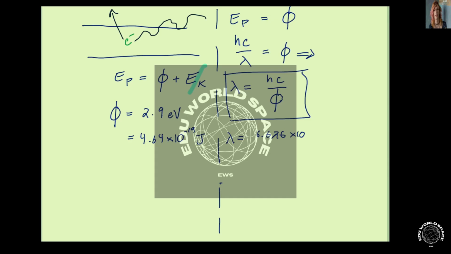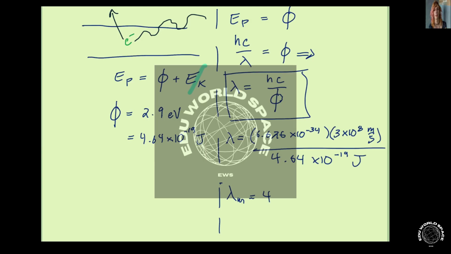6.626 times 10 to the minus 34, times the speed of light, which is 3 times 10 to the 8th meters per second, over our work function in joules, which is 4.64 times 10 to the minus 19 joules. And this gives us that the minimum wavelength is equal to 4.28 times 10 to the minus 7 meters, or 428 nanometers.